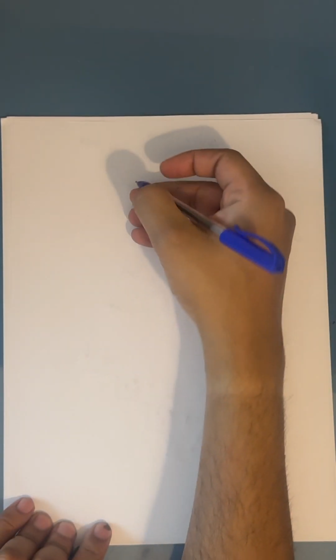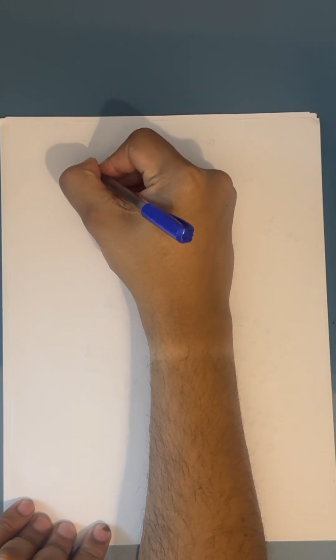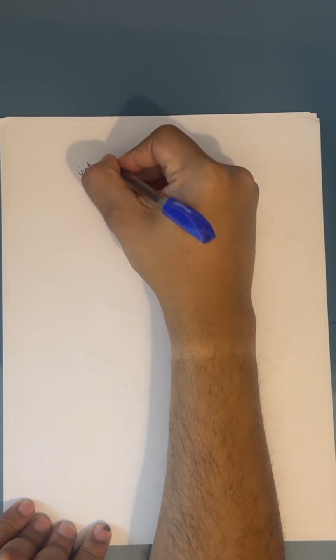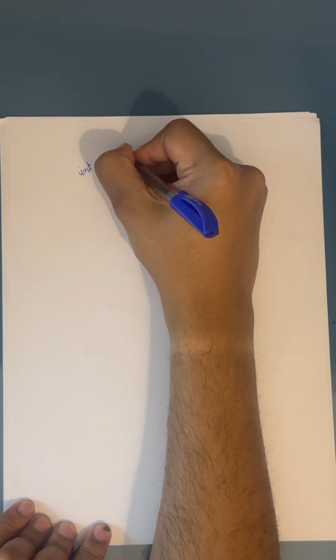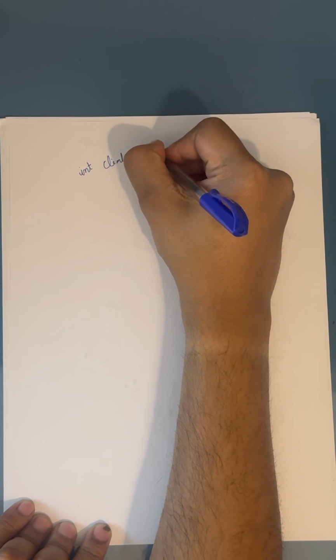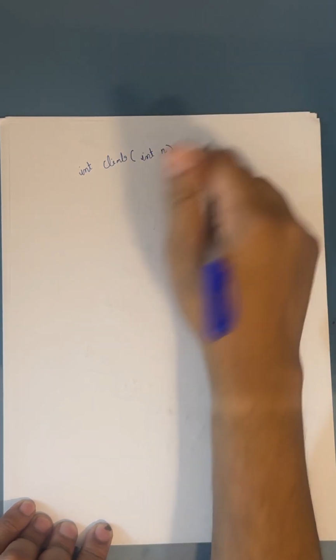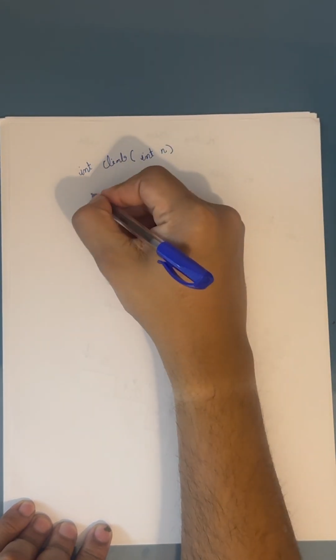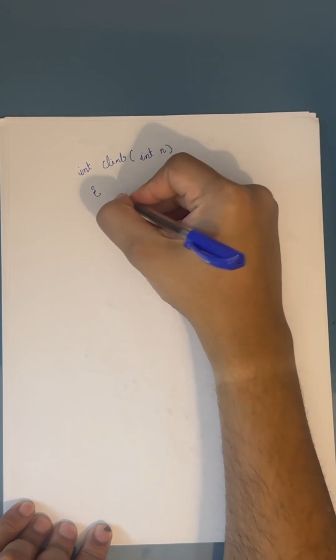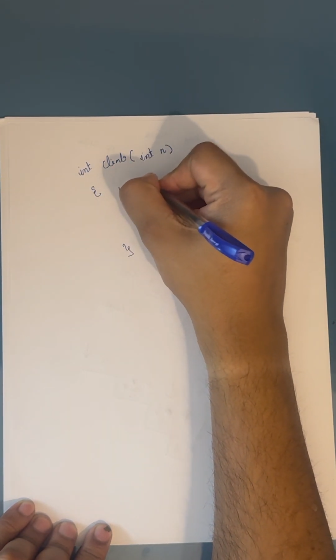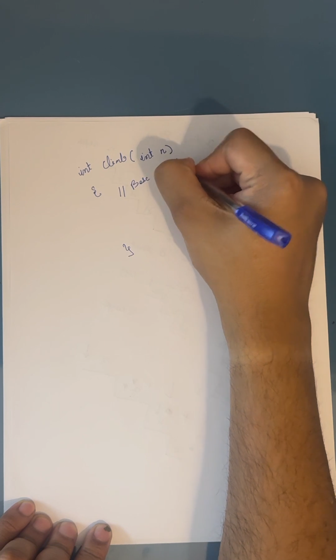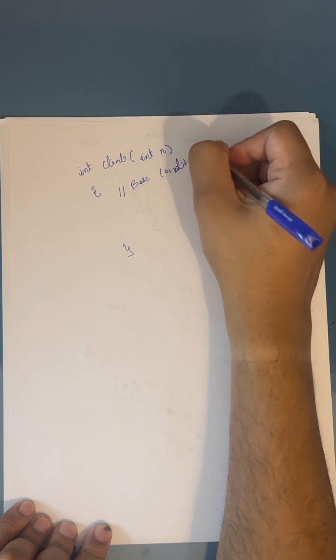Suppose there is a function climb or something like that, and here you have given the top position, where you want to reach. What will be your base condition?